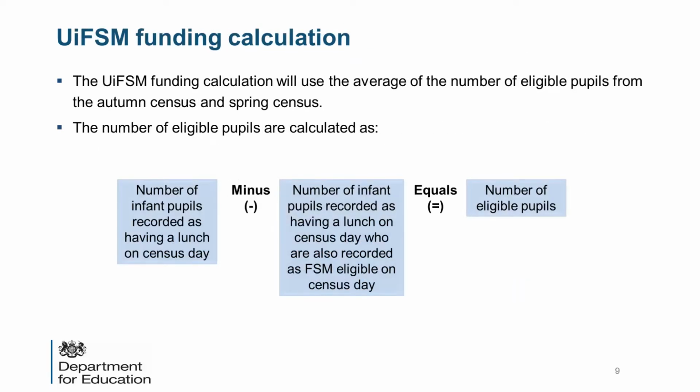The school lunch taken information returned on the census will be used alongside the free school meals eligibility information to determine the UIFSM funding allocation for your school. The calculation of eligible pupils will be the number of infant pupils recorded as having a lunch on Census Day minus the number of infant pupils recorded as having a lunch on Census Day who are also recorded as FSM eligible on Census Day.